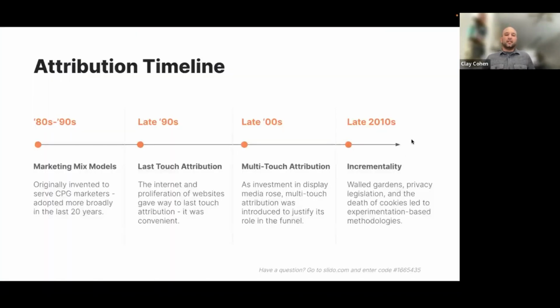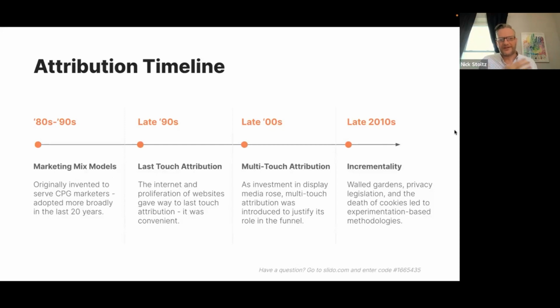So here's a high-level overview of attribution over the last several decades. Nick, if we zoom in on the right-hand side of this timeline, how have you seen this evolution play out over the last decade plus?